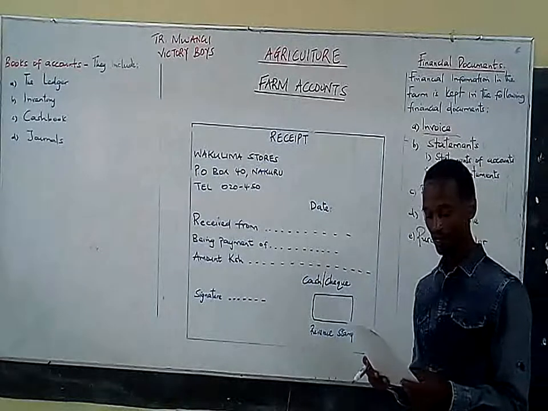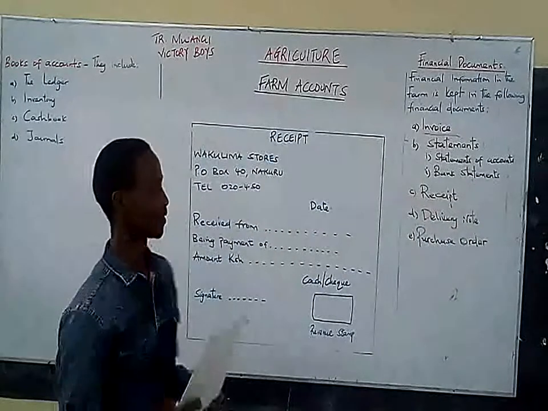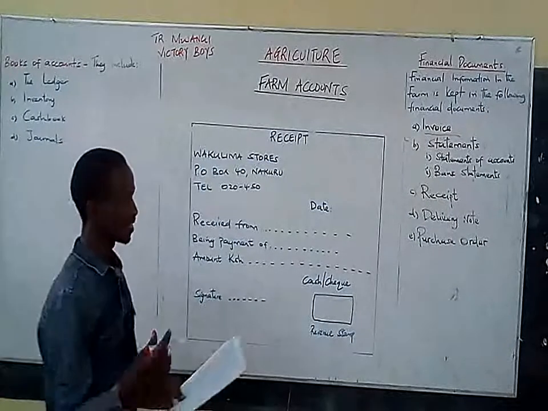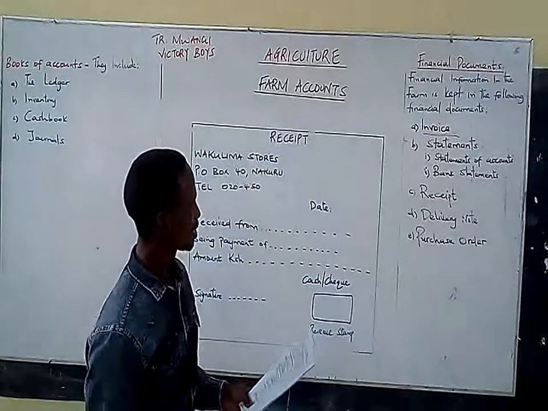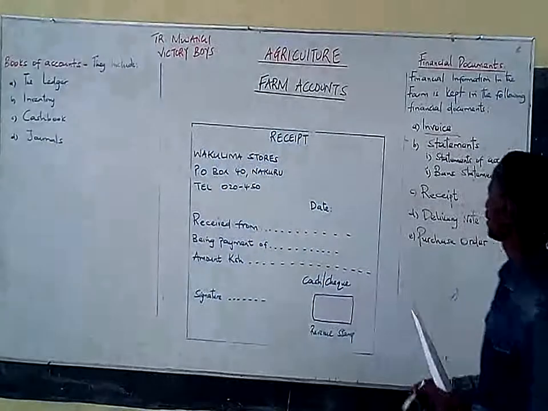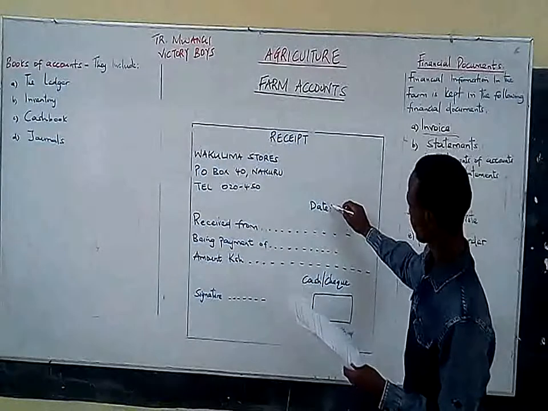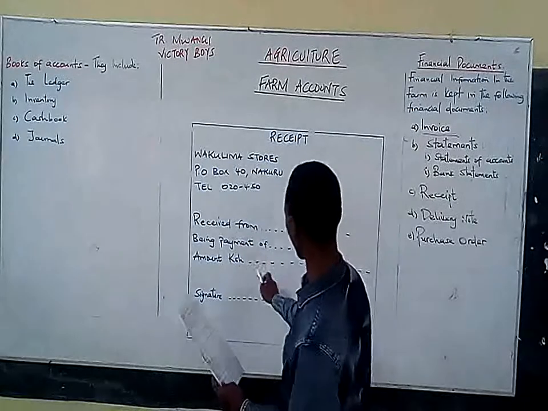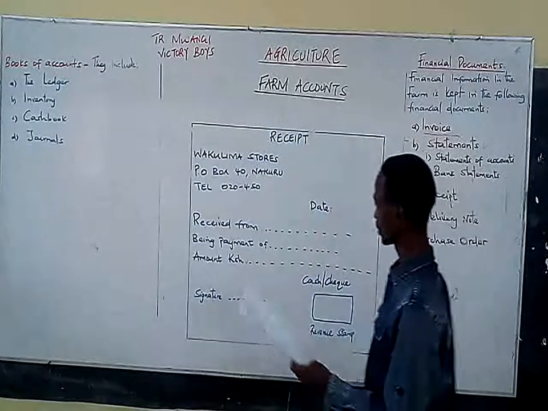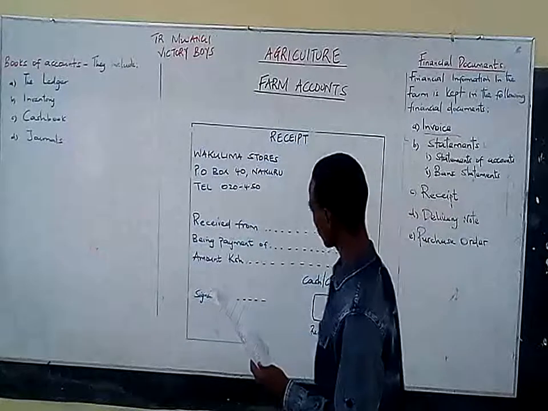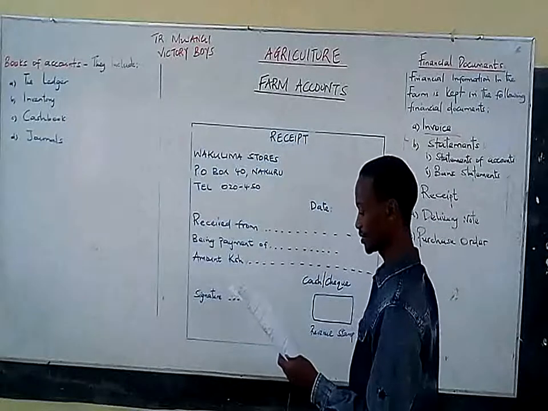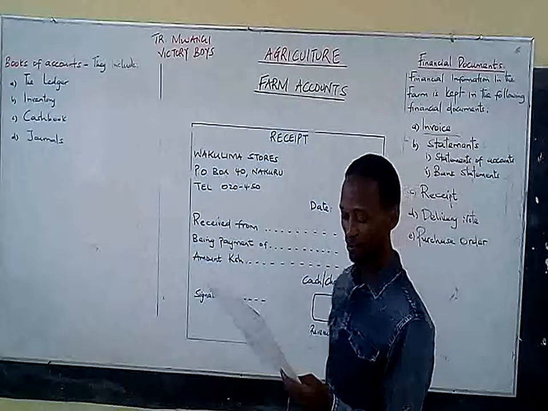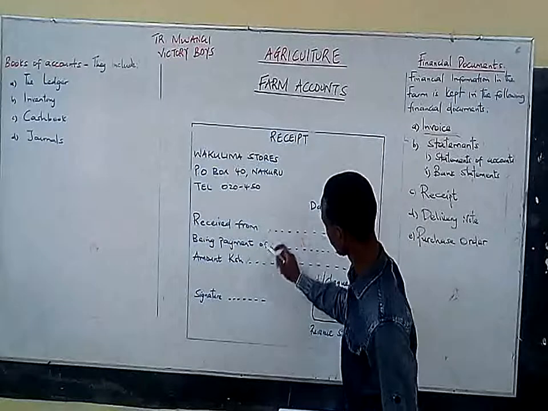So when we have goods which are bought, maybe they are bought in cash, then this is the document which the buyer is given by the seller. And a receipt contains the following. It contains the date of payment, when the payment was made, and the amount, which was paid in Kenya shillings. It also contains the goods and services for which the payment is made, received from, being payment of.